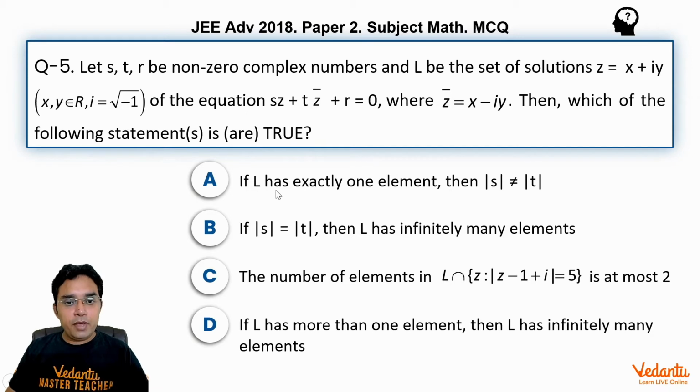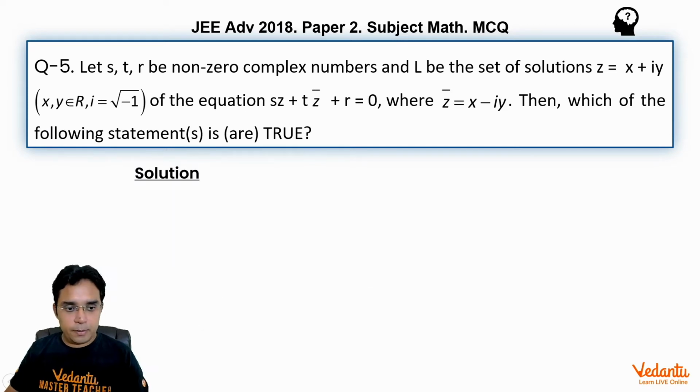A, if L has exactly one element, |S| ≠ |T|. B, if |S| = |T|, then L has infinitely many elements. C, the number of elements in L ∩ {Z : |Z − 1 + i| = 5} is at most 2. D, if L has more than one element, then L has infinitely many elements. Let us solve this question.